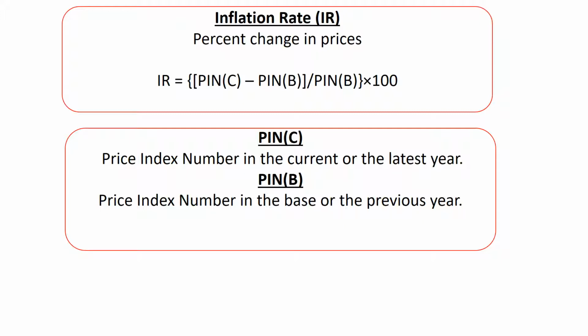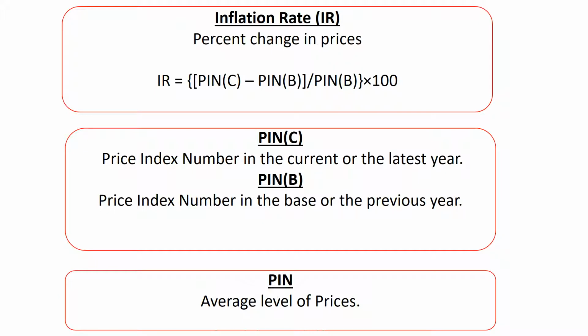PIN C is the price index number in the current or the latest year for which the data is available. PIN B refers to the price index number in the base or the previous year for which the data is available. Now, what is a price index number? It's a number which indicates the average level of prices for several commodities. So this is how we calculate inflation rate, and we'll also go through an example where we calculate inflation rate.